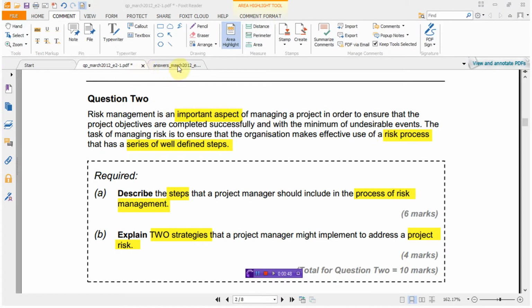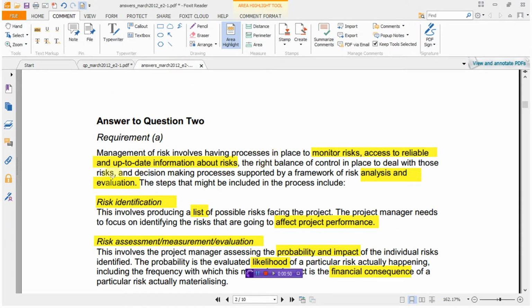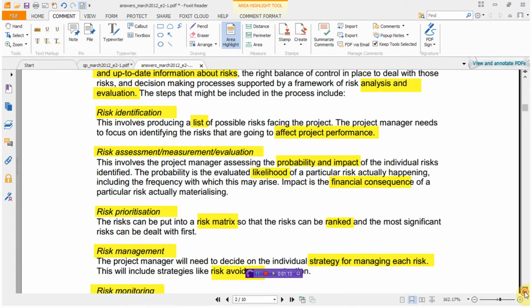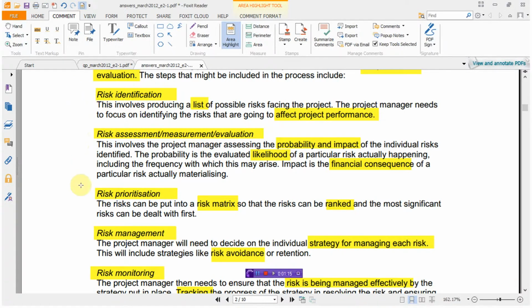Okay, so in terms of the answer and how it comes at it, this first part here is really just a short intro, just to say that obviously managing risk is important, or monitoring them is important. We need up-to-date information in order to analyze and evaluate them. And then they go straight into the steps, and this is quite important. They use a list style approach to the answer, so it's key that you remember these areas, and they're very much what you would expect.